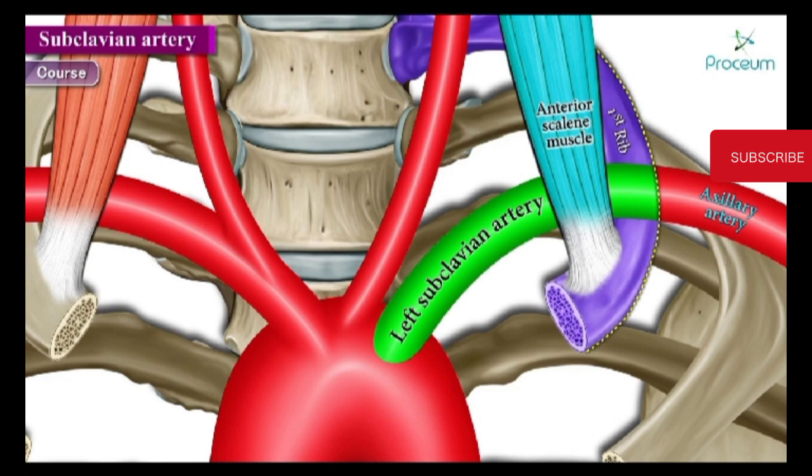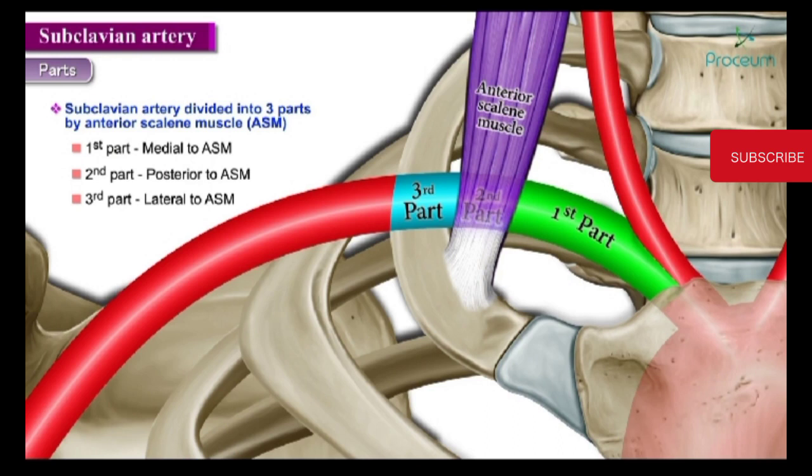Now we will talk about the parts of the subclavian artery. The subclavian artery is divided into three parts by the anterior scalene muscle, as you can see here. First part, second part and third part. The first part lies medial to the anterior scalene muscle, the second part lies posterior to the anterior scalene muscle, and the third part lies lateral to the anterior scalene muscle.